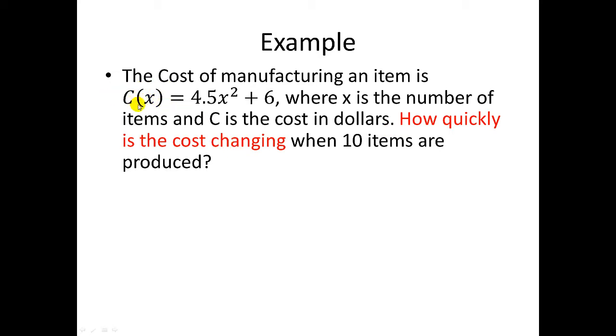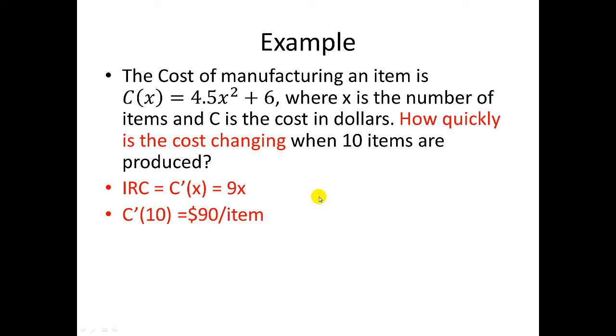The IRC is the derivative. Okay, so the derivative of 4.5x squared is 9x. Then I want to evaluate at 10. So C prime of 10 means 9 times 10, so that's 90. Now look at the units. The IRC units are always the Y unit, which is dollars, per X, which is items. So C prime of 10 is $90 per item.